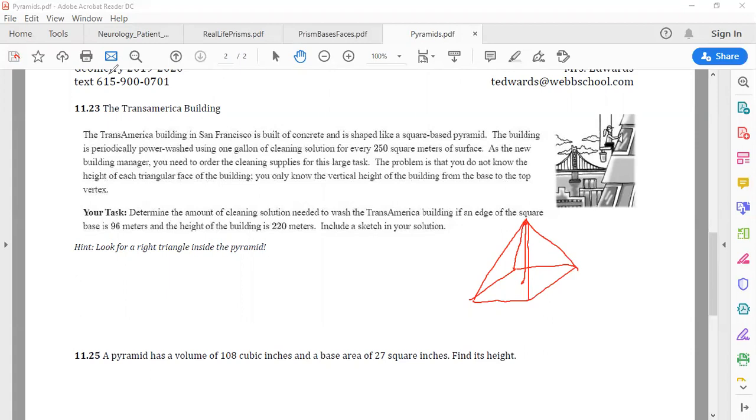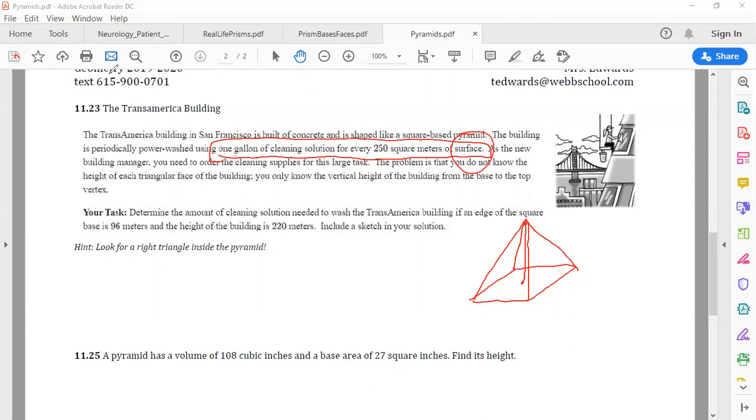Okay, in this particular problem, it says that the building is washed using 1 gallon of cleaning solution for every 250 square meters of surface area.